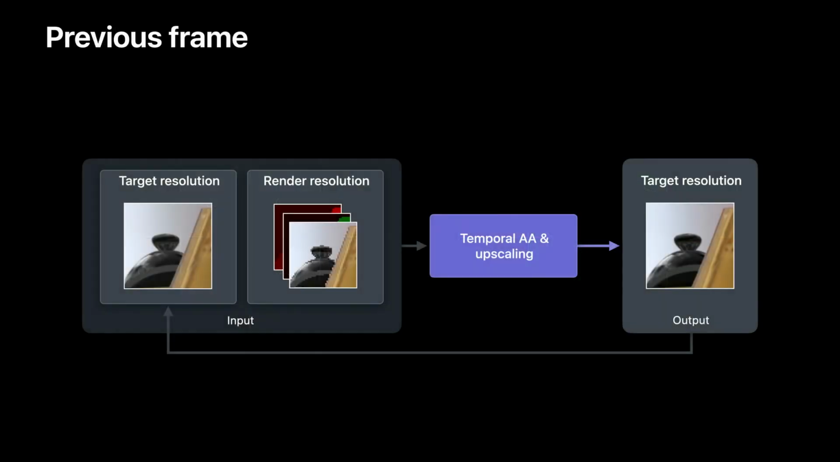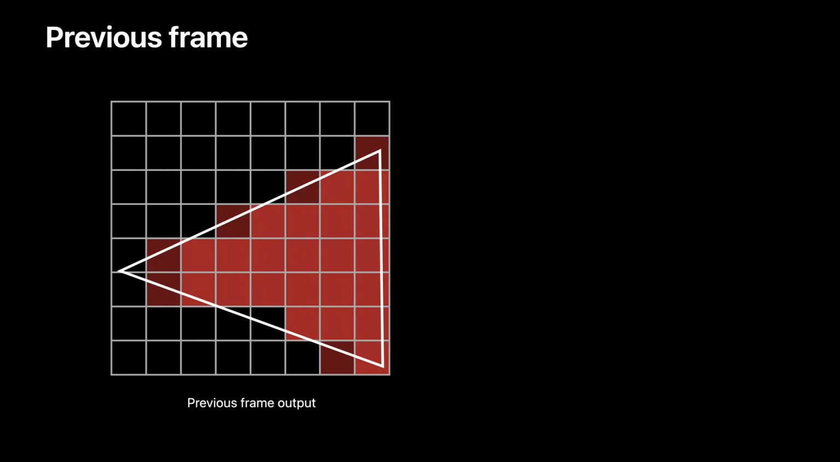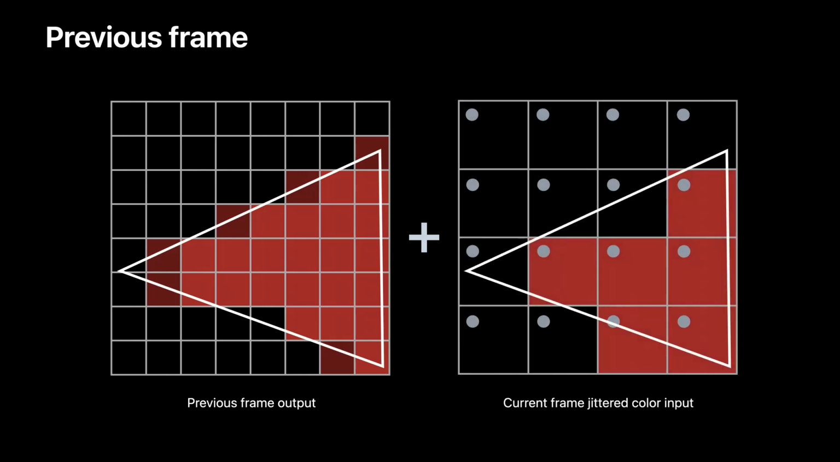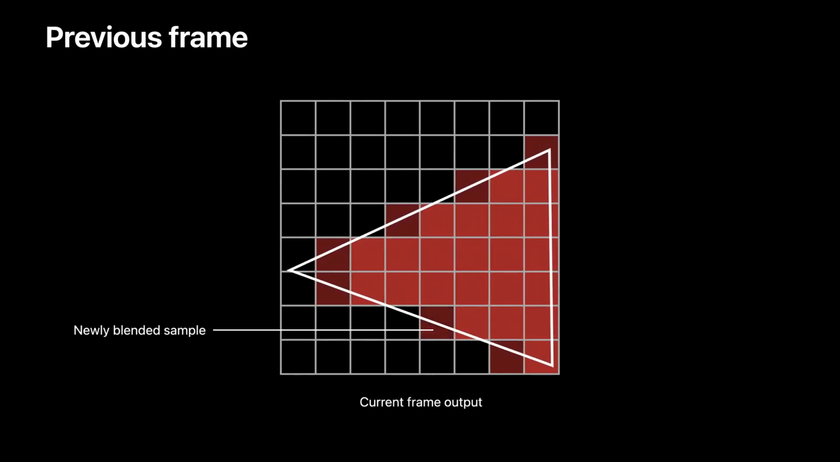The last piece of input data is the previous frame's output. The previous frame's output contains all of the samples that have been integrated previously, and it will be blended with the current frame's jitter color input in order to increase the number of samples per pixel. By combining information from both the current and previous frame, the resulting image now has more details.